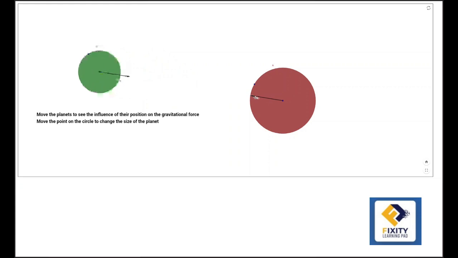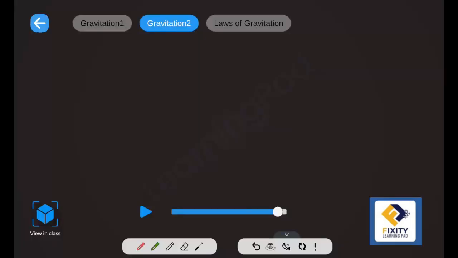Okay, so I hope students you got a very good idea regarding how it happens in reality, right? Now let us go to our next simulation, which is going to be simulating laws of gravitation.